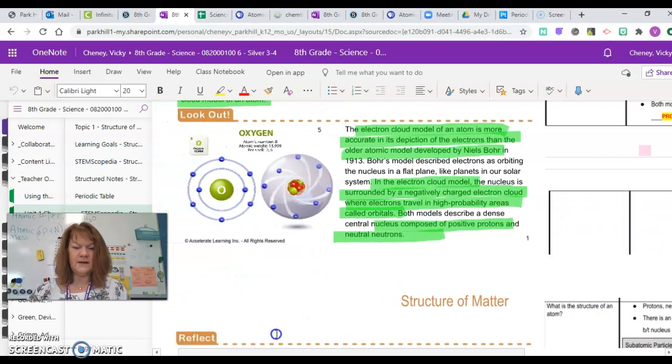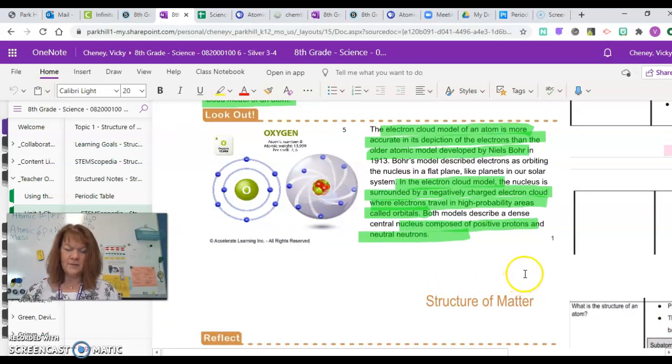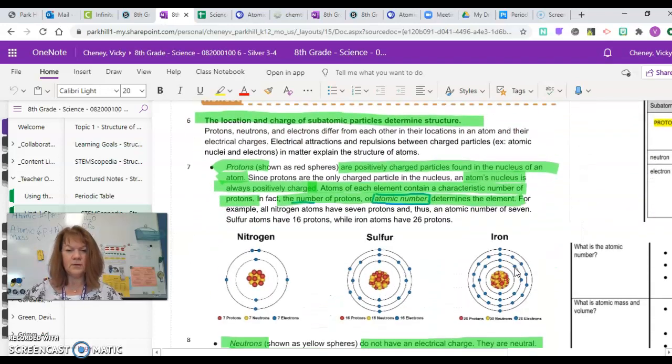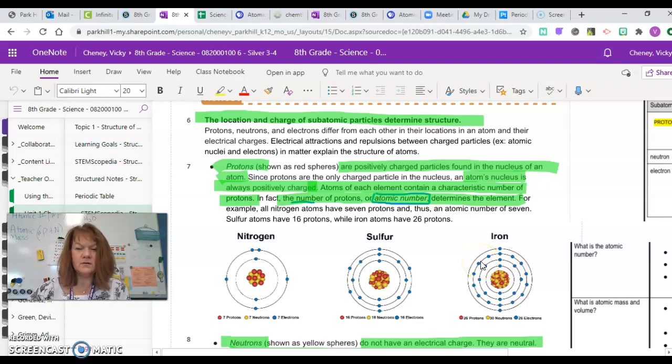Okay. Move down here to your notes, and feel free to stop these at any time so that you can make sure that you have this stuff labeled. The location and charge of what we call the subatomic particles determines the structure of the atom. So here we have protons, neutrons, and electrons, which differ from each other in their location in the atom and their electrical charges. So the electrical attractions and repulsions between these charged particles, like the atomic nucleus, which is positive, and the electrons, which are negative, explain the structure of matter.